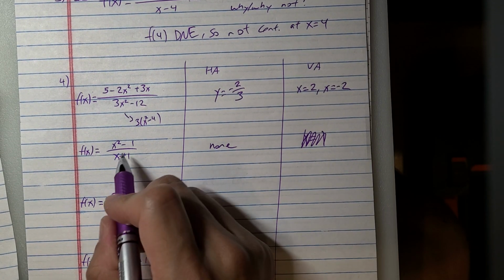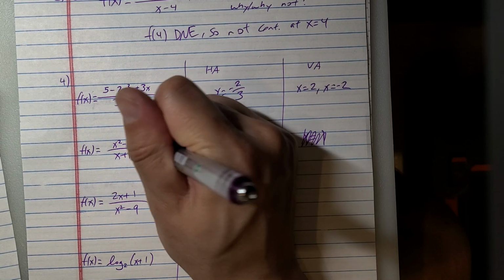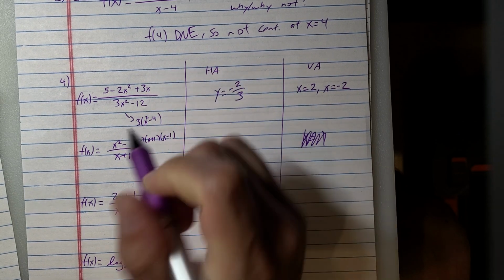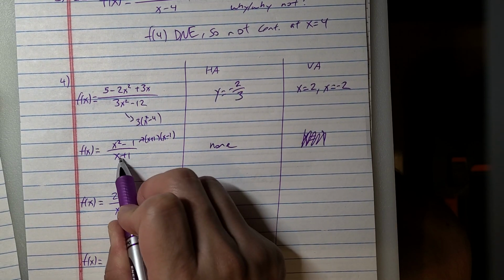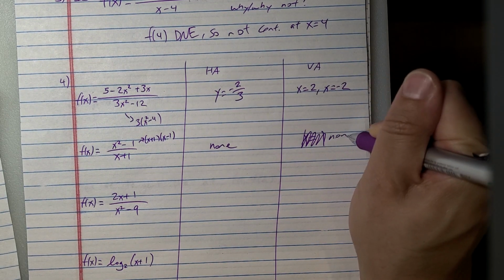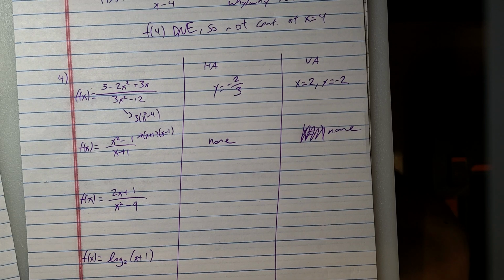Almost got me. Okay, I just realized that this top is factorable. We can factor the top as x plus 1, x minus 1. And then we'd have a removable discontinuity there. So it's not an asymptote. So this is none. Sorry about that. Almost got tricked. Let me check that. That's correct. That looks right.